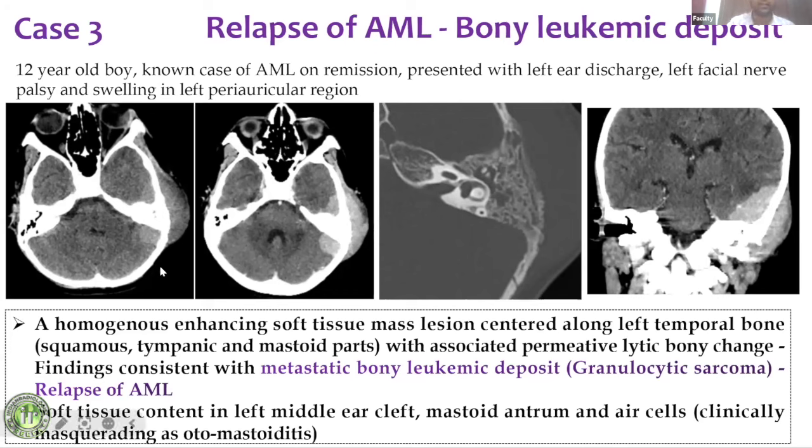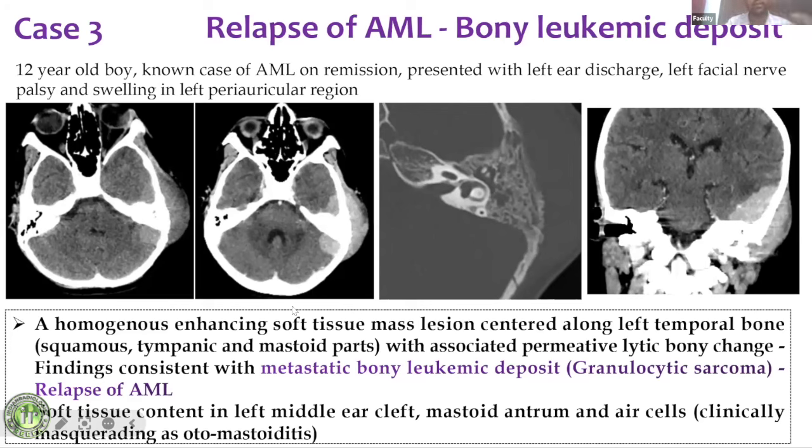But what we found on the CT, you can see there is a homogeneously enhancing soft tissue. It is centered over the left temporal bone, mostly the mastoid part. And you can see that there is a permeative lytic kind of bony change, because the bone outline is relatively maintained, but there is extension of the soft tissue outside of the bony outline of the cortex of this mastoid bone into the adjacent soft tissue. So this permeative kind of bony change along with a soft tissue mass is more likely seen in a leukemic deposit, and sometimes also a lymphomatous deposit as well.